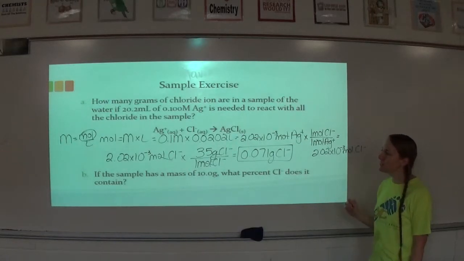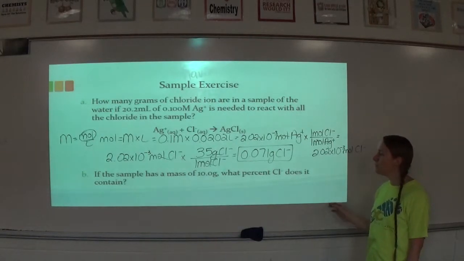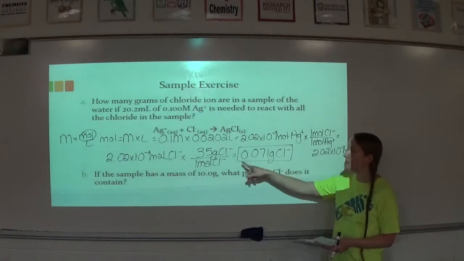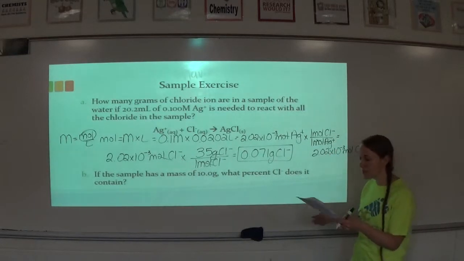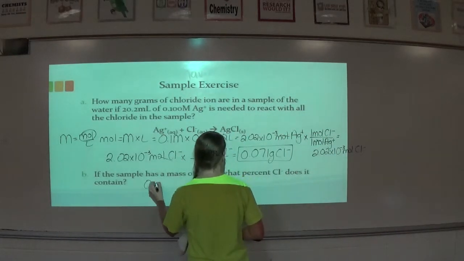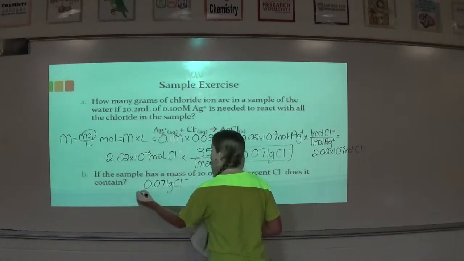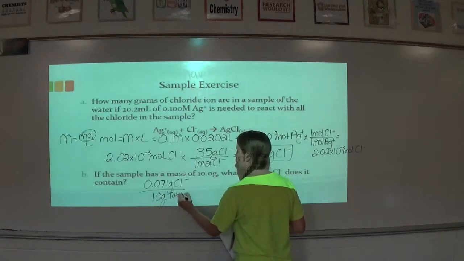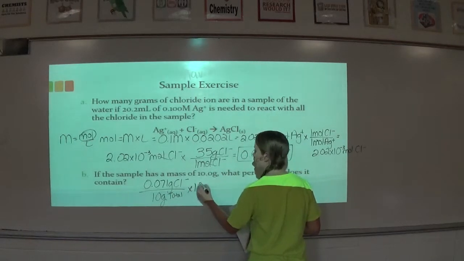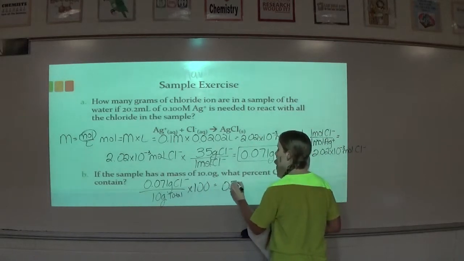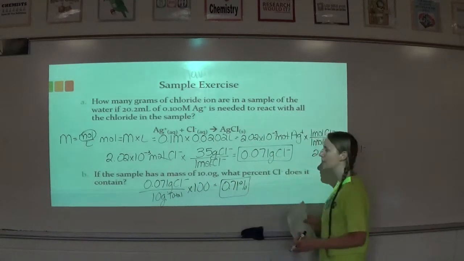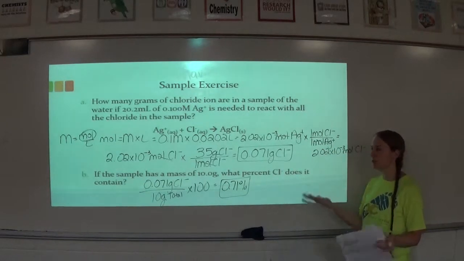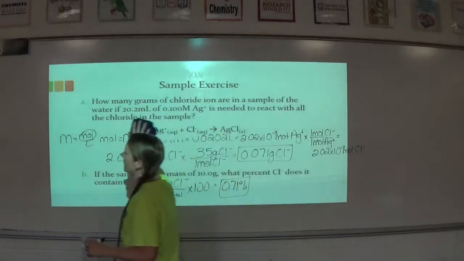All right, it says if the sample has a mass of 10 grams, what percent Cl− does it contain? So we know we have this much Cl−, and we know that we have a total mass of 10 grams. How do we do that? Of course, we just divide. So 0.071 grams of Cl− over 10 grams total, and then to make it a percentage, we do times 100. When I solved, I got 0.71%. So don't let an easy question like this throw you off. You know how to do percentage. It's part over a whole times 100. Hopefully you got that one.